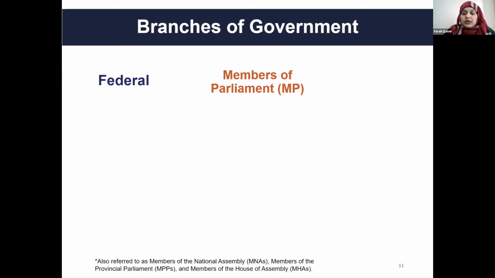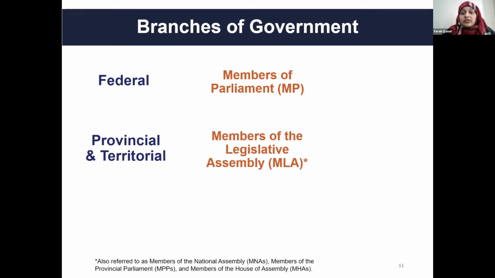Then there's also provincial and territorial branches of government. So we have 10 provinces and 3 territories here in Canada. And you have members of legislative assembly who are the representatives at this branch. This is also referred to as the members of provincial parliament or members of House of Assembly or MNA, I think, members of National Assembly. And these are the folks who represent you at the provincial level. So here in Ontario, we've got MPPs who sit at Queen's Park, and it's different for every province.